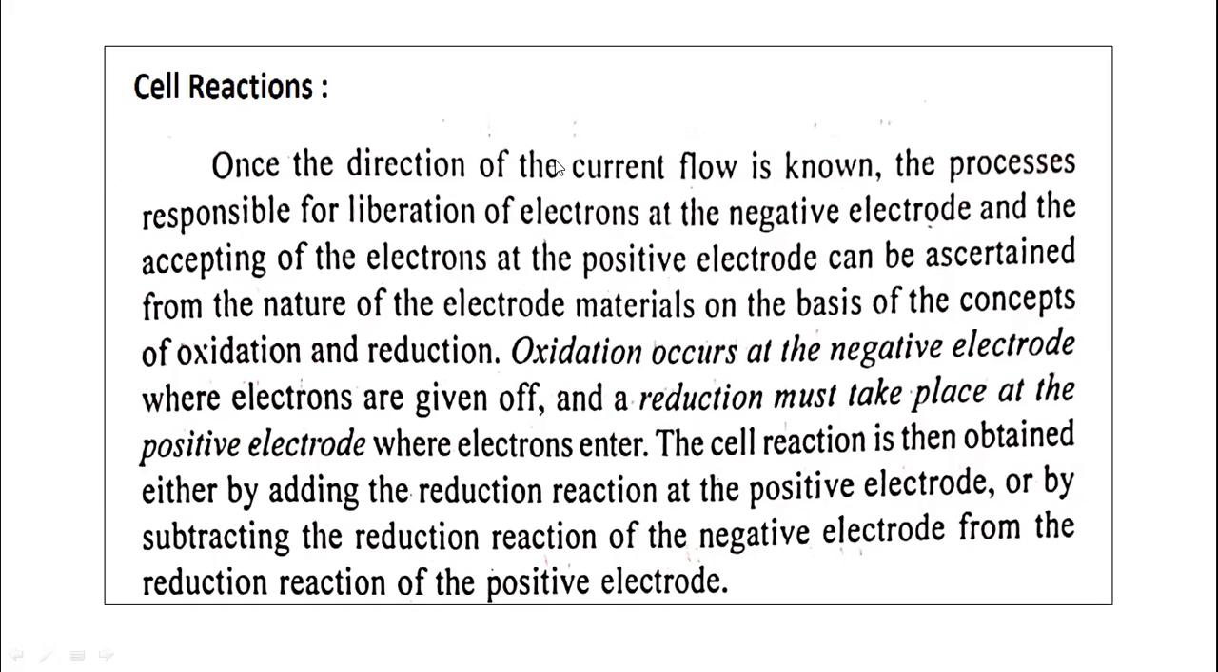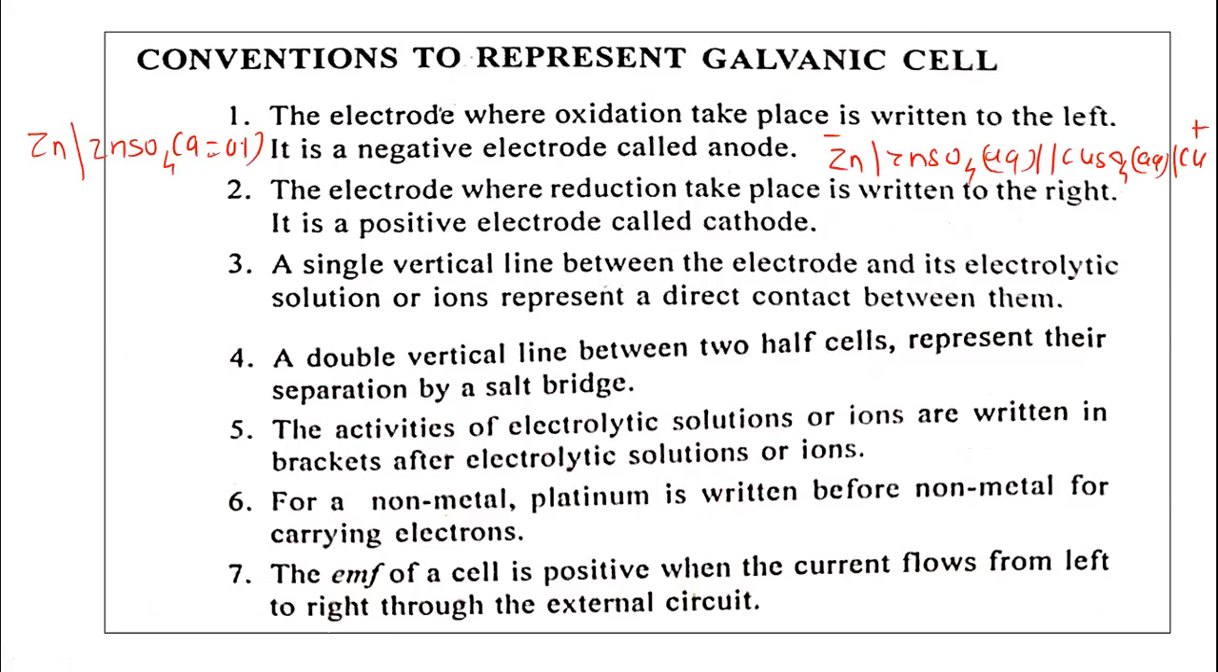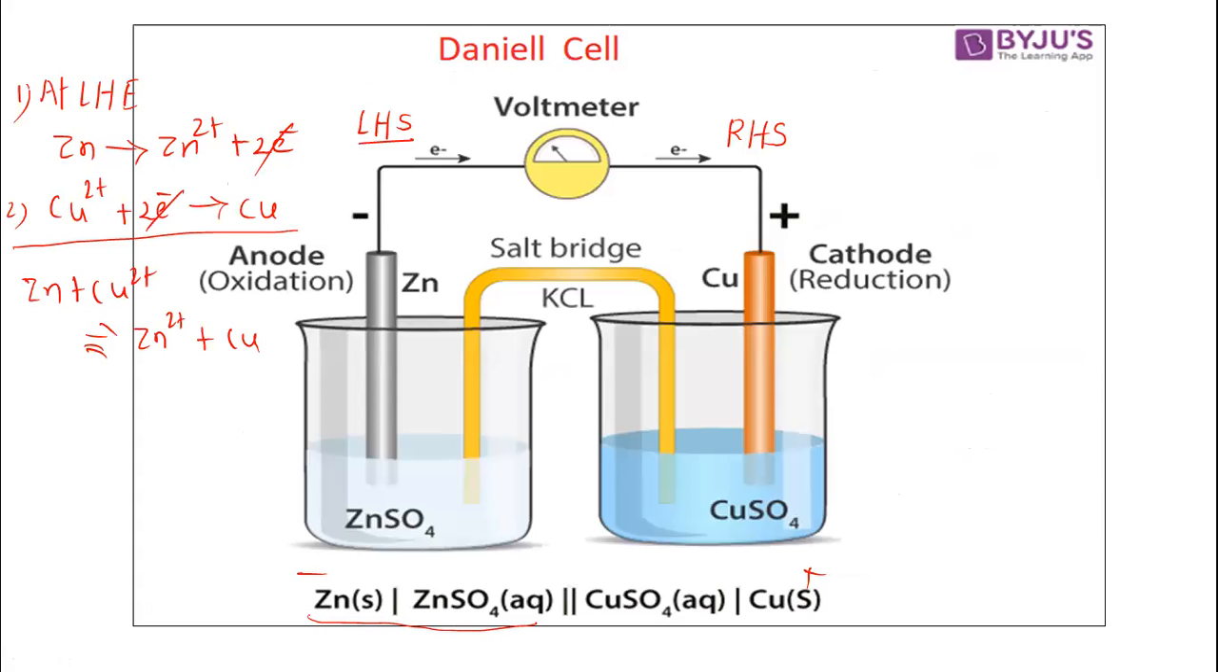The best example is the Daniell cell. You can see here the Daniell cell, where oxidation takes place at the left hand side electrode and reduction takes place at the right hand side electrode.